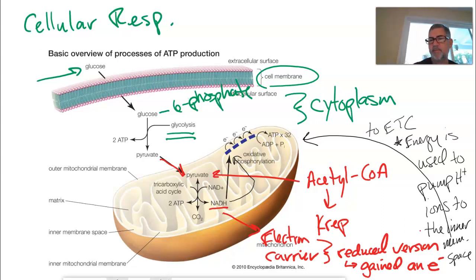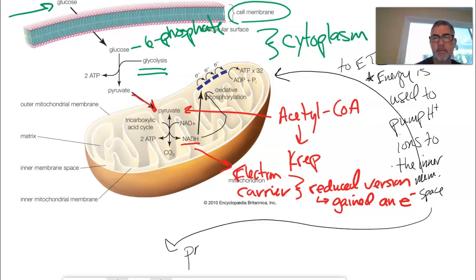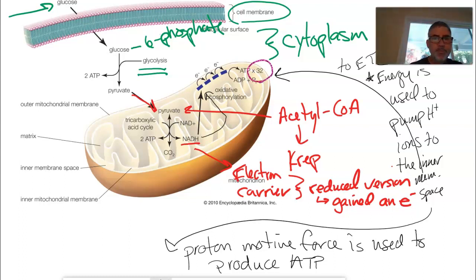We pump hydrogen to the inner membrane space, and we're going to use that proton motive force, to the inner membrane space, and then use it to produce ATP. So how much ATP? 32. All right.